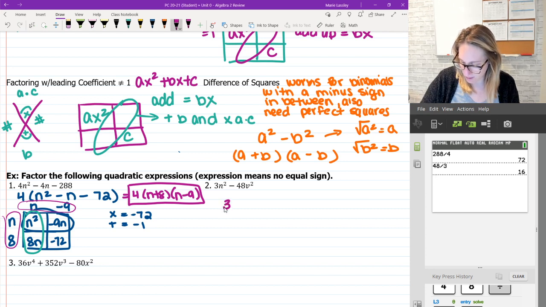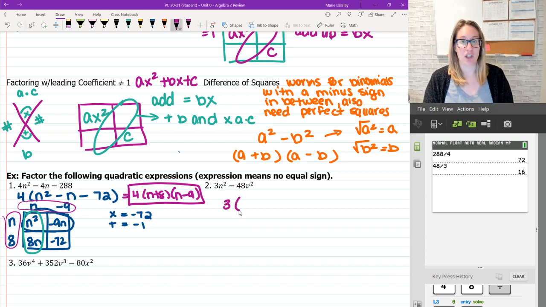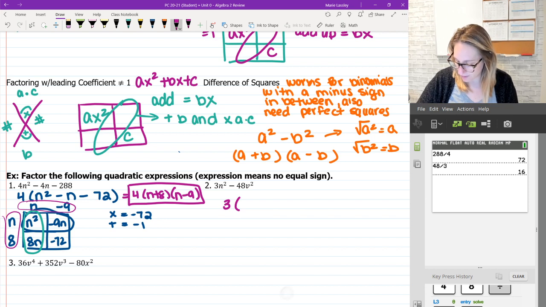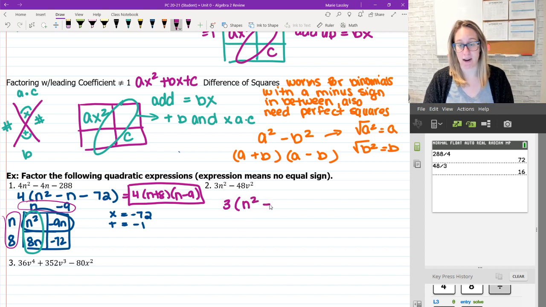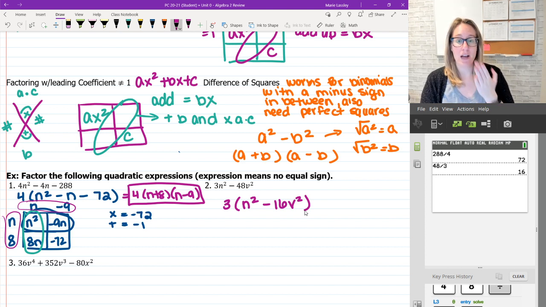So I'm GCFing that 3 out front. Now I have an n squared and a v squared. Those are not like terms, so I have to keep those. Then I have n squared minus, and 48 divided by 3 is 16, v squared. Now I look at these. I know n squared is a perfect square. I know v squared is a perfect square. Is 16 a perfect square? Yes, it is. So this is that difference of squares.